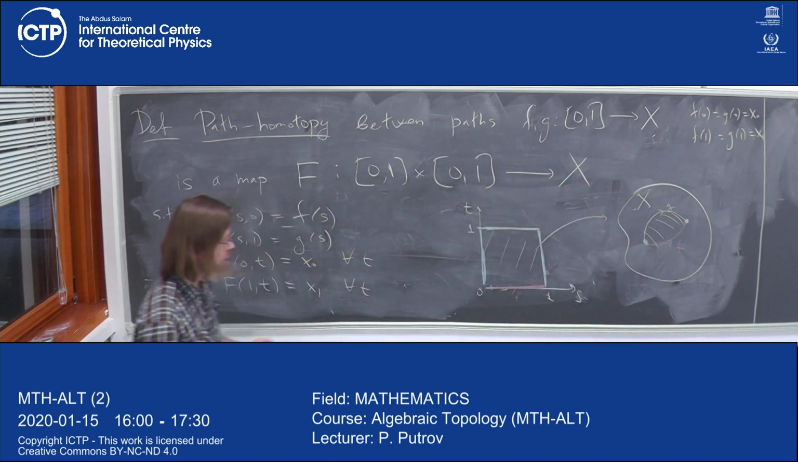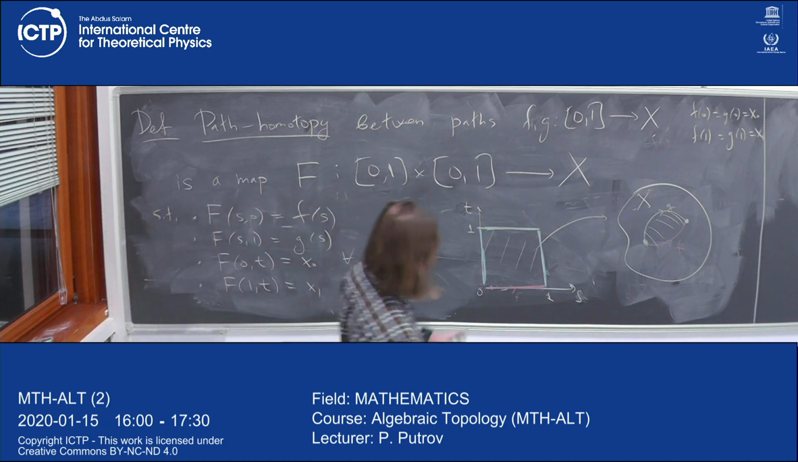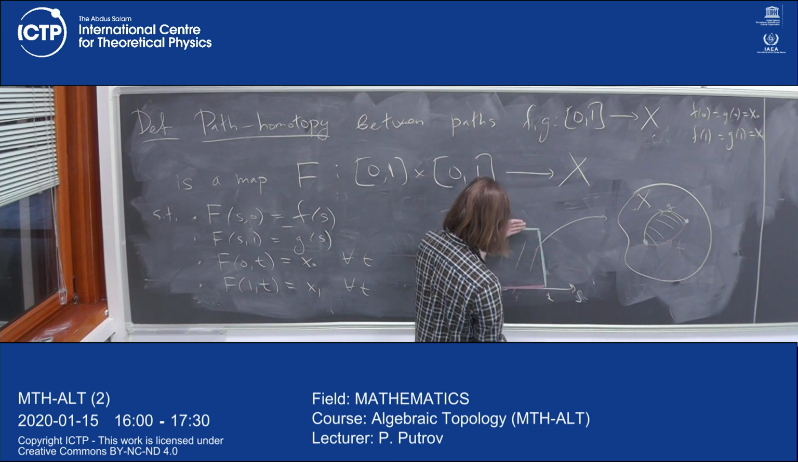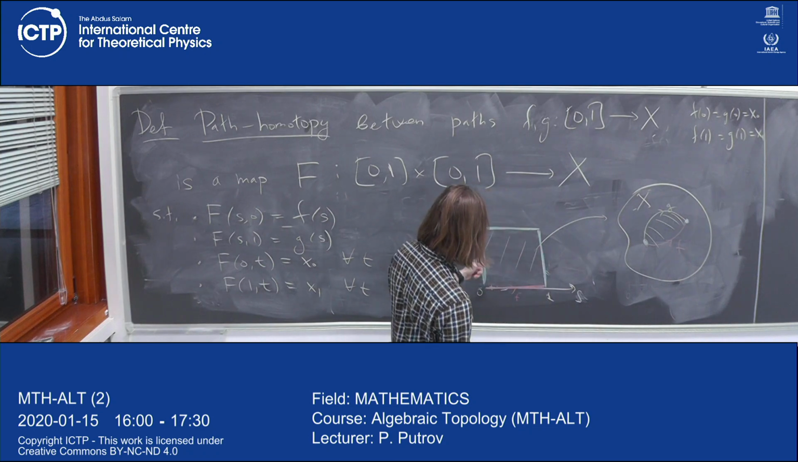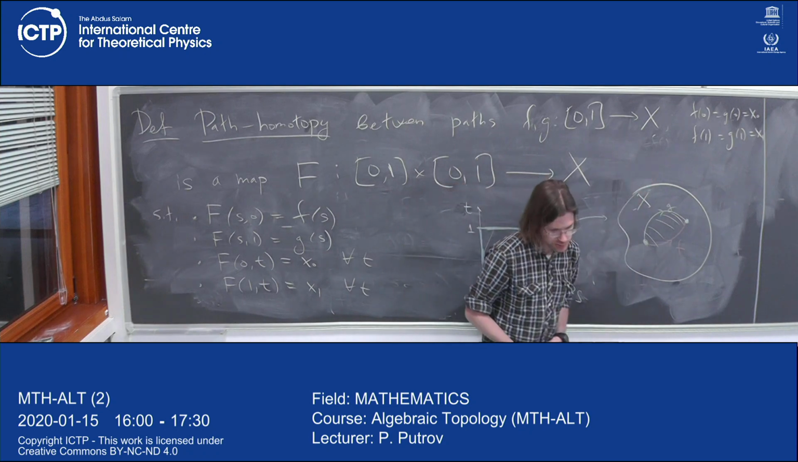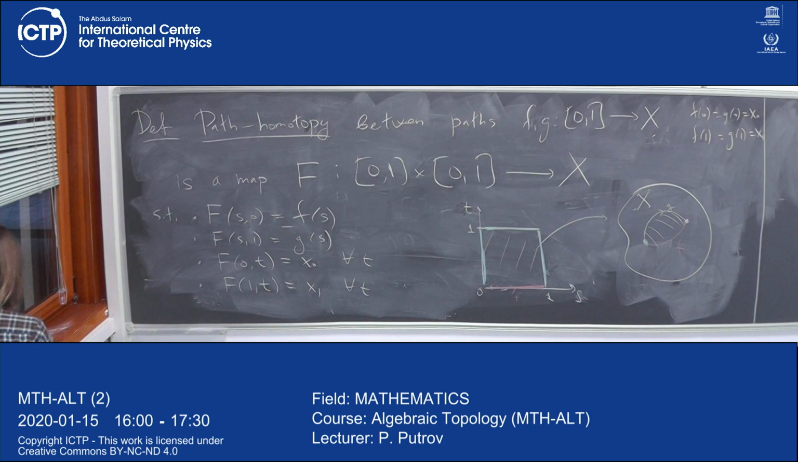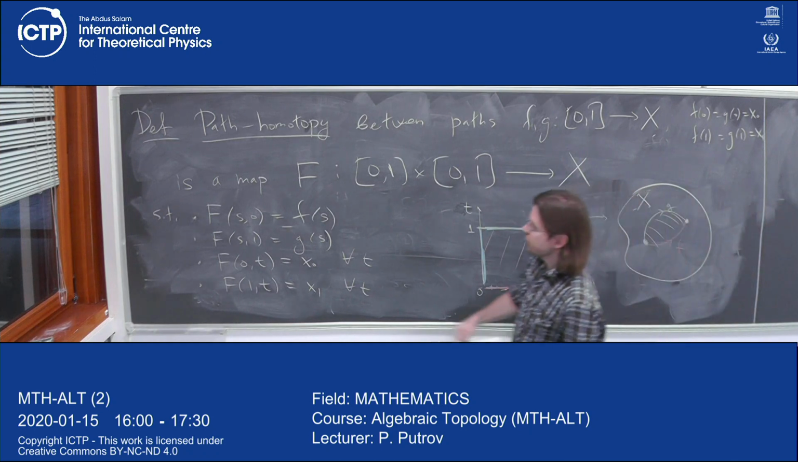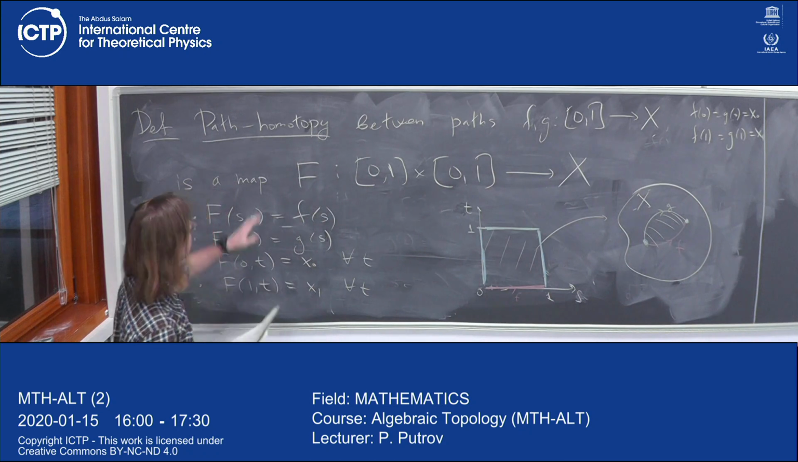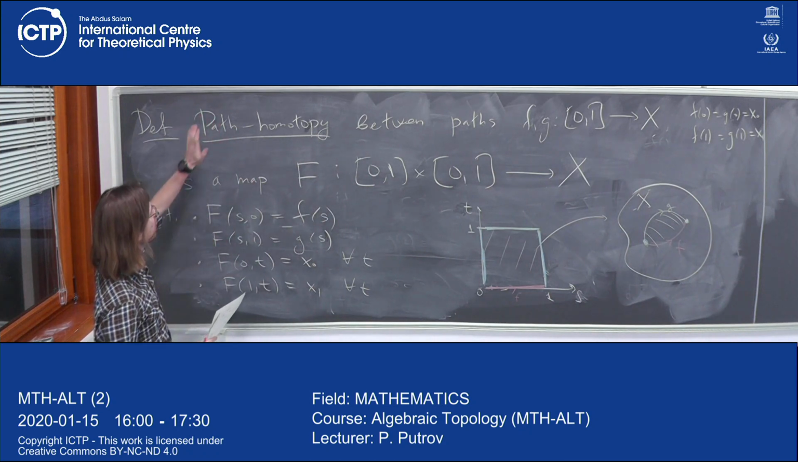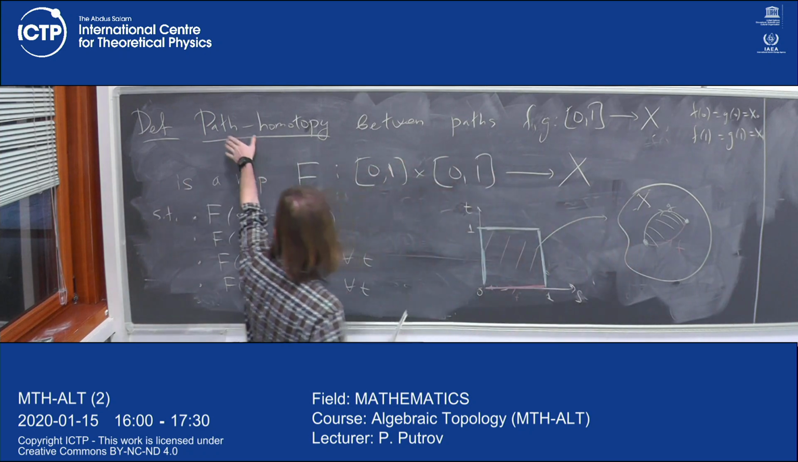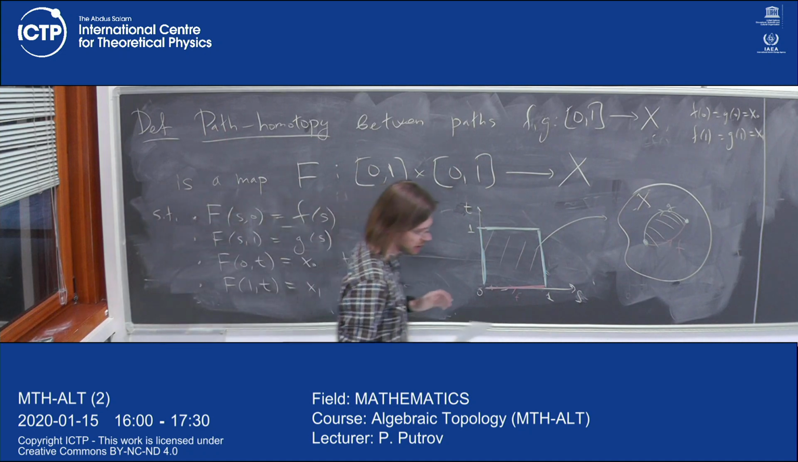So again, similarly to the usual homotopy, you have a one parameter family of maps, but you have a family of paths for which the endpoints remain fixed. Usually, by default, when we're talking about homotopy of paths, it is considered as a path homotopy. But I will try to specify, path homotopy, not ordinary.